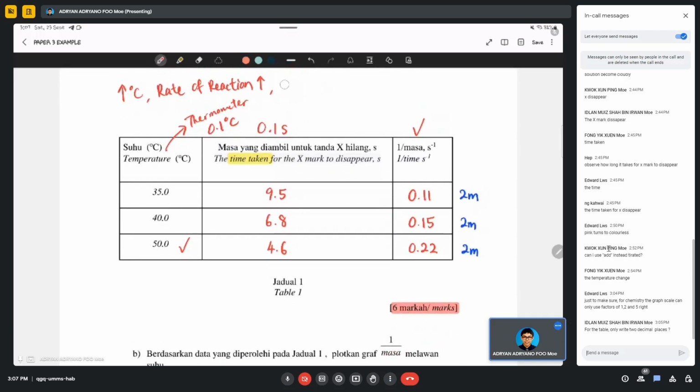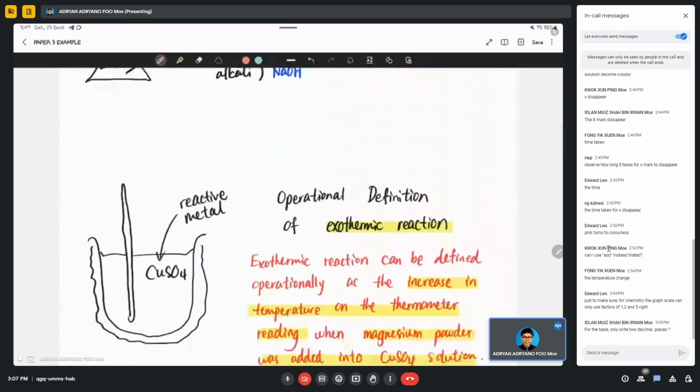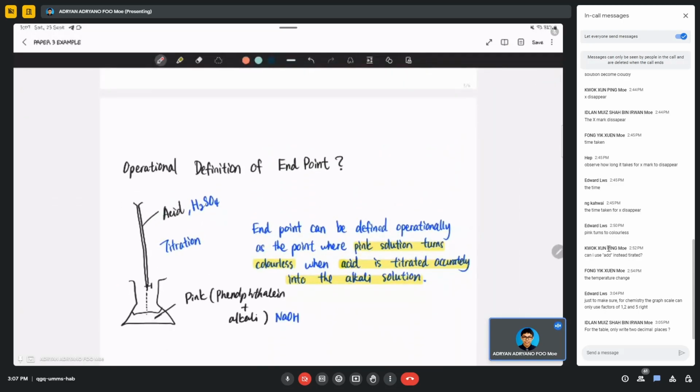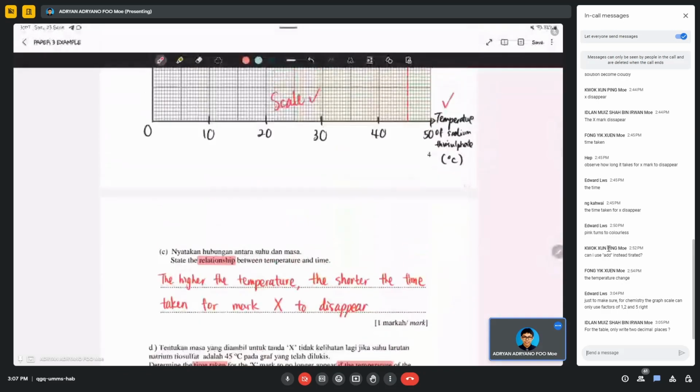Any more question regarding graph, table or your way of answer? So remember, operational definition is like this: what you do and what you observe. What you observe and what you did. Okay? So I think any more question?